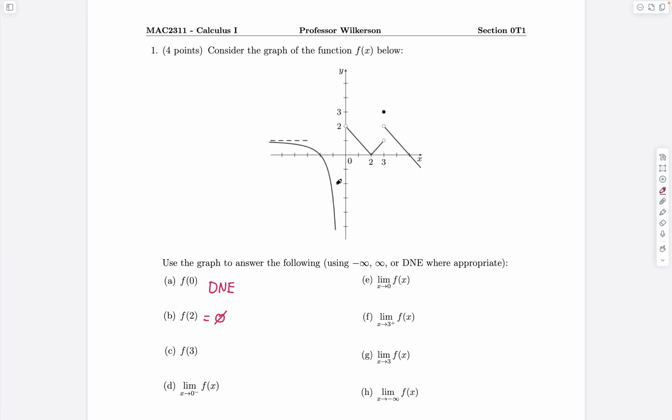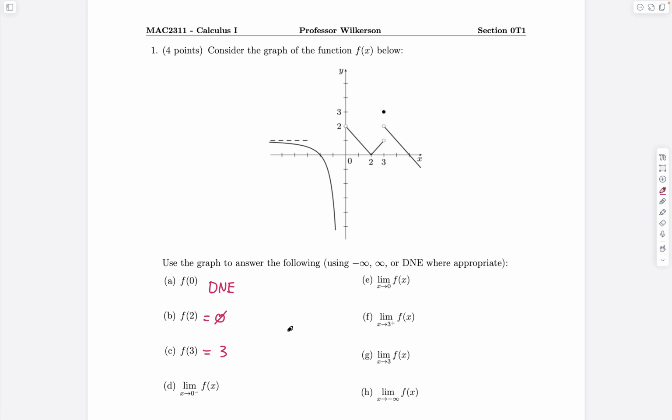I do the same thing for C, f of 3. We kind of started to talk about this. F of 3 would be at 3, right? So when x is 3, what's the corresponding y value? Well, the only point that has a solid dot on this is right here at y is 3, okay? So we're just pulling the y values so far.